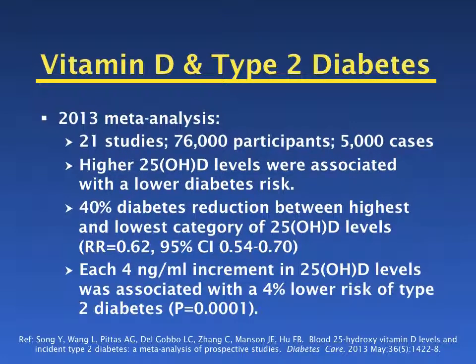Also, comparing the highest to the lowest category of 25-hydroxy vitamin D levels, the summary relative risk for type 2 diabetes was 0.62, which translates to a 40% reduction in diabetes incidence between the highest and lowest serum level categories. Lastly, a trend analysis showed that each 4 nanogram per milliliter increment in 25-hydroxy vitamin D levels was associated with a 4% lower risk of type 2 diabetes.